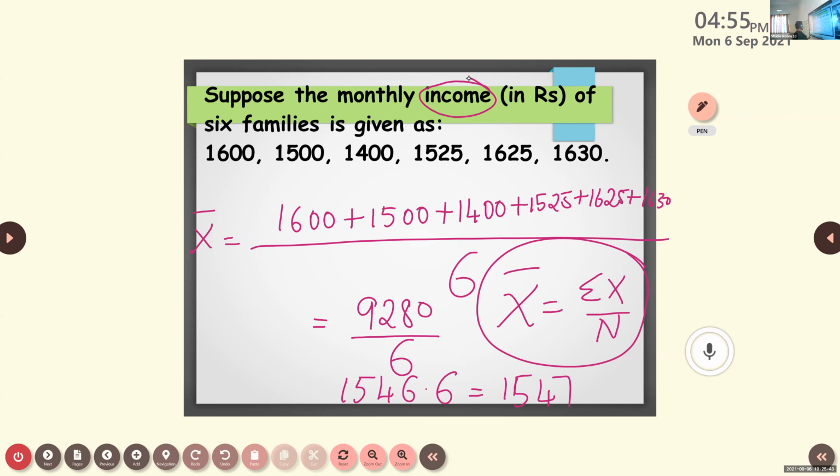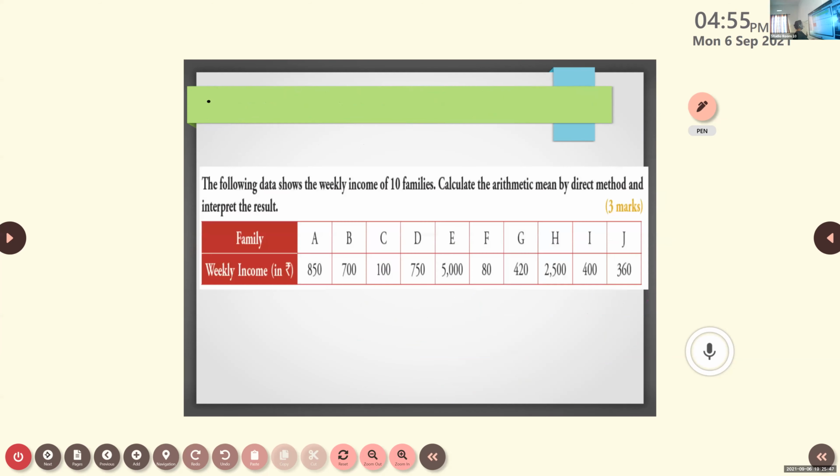Okay. Next one, I will give you one question. Just find out the answer for it. Here, this is the weekly income of 10 families. Just calculate the arithmetic mean by the direct method.